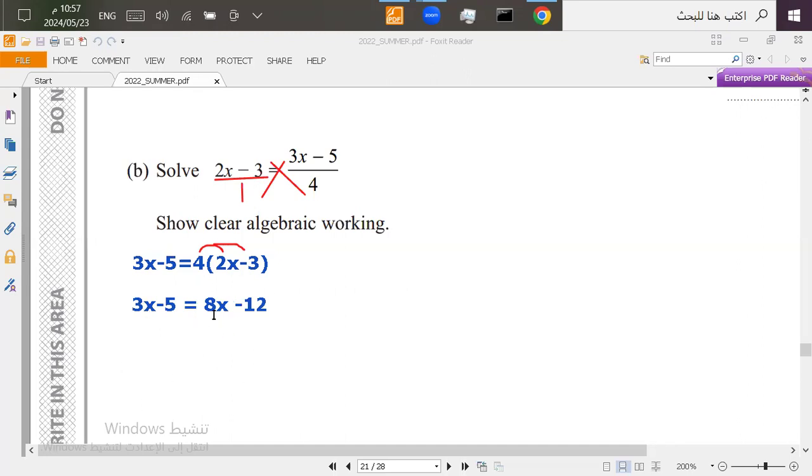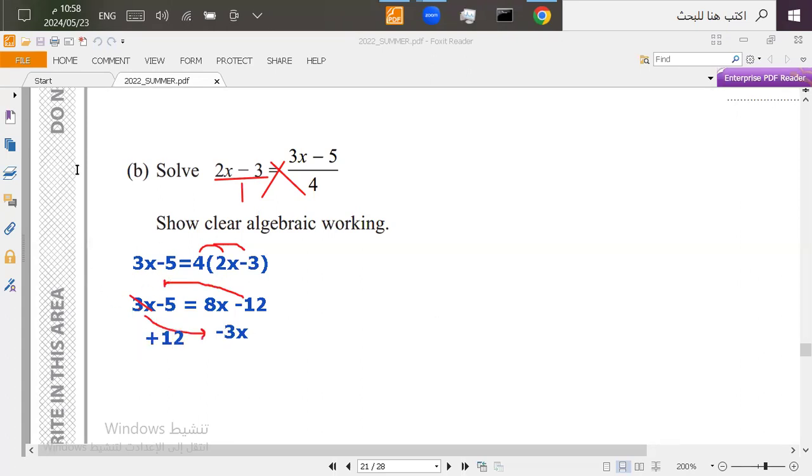We have to take the x's to one side and the numbers without x's to the other side. So we're going to take the 3x here. It's going to be minus 3x. So this one's going to be minus 3x, and remove it from this side here. And then we're going to take the 12 to the other side because it's negative 12. We're going to make it positive 12 here. So this one will be positive 12.